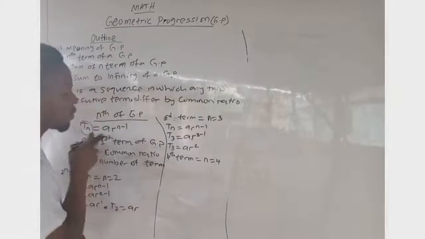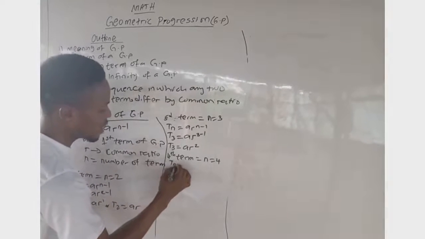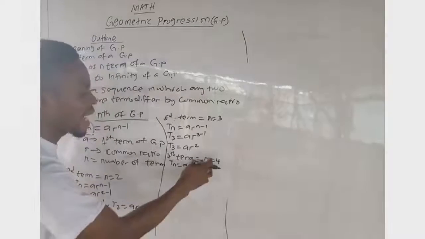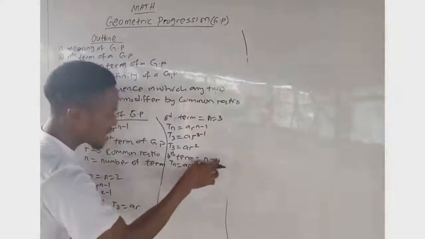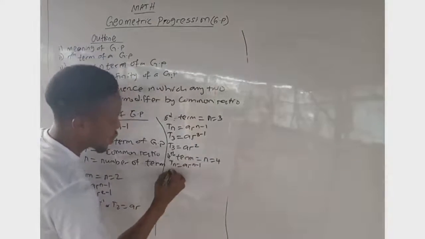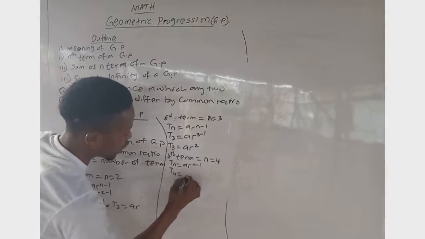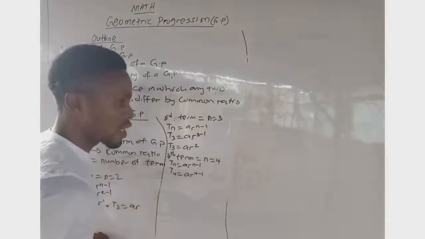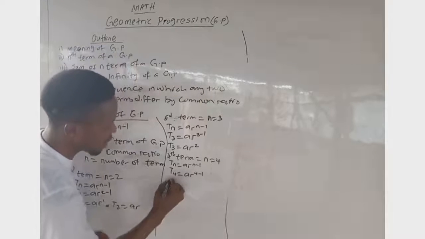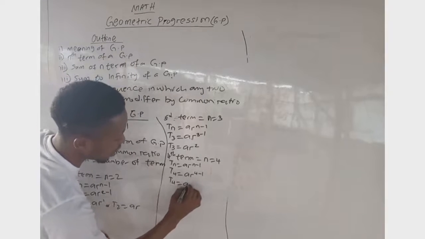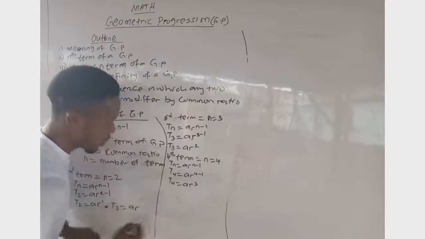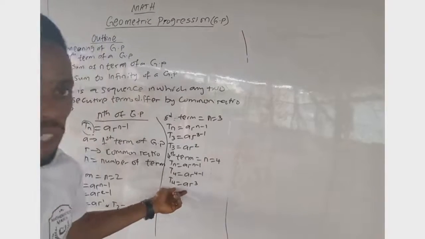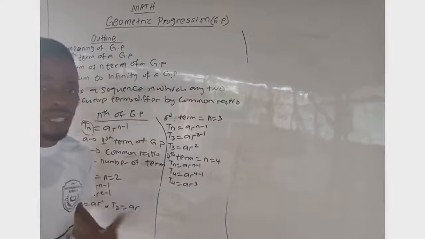Now from this general formula, we say that Tn is equal to a r to the power n minus 1. So our n is equal to 4. So we have our T4 is equal to a r to the power 4 minus 1. 4 minus 1 gives us 3. So here now our T4 is equal to a r to the power 3. So this is the formula to calculate the fourth term of GP. And the same thing, if you want to calculate the fifth.